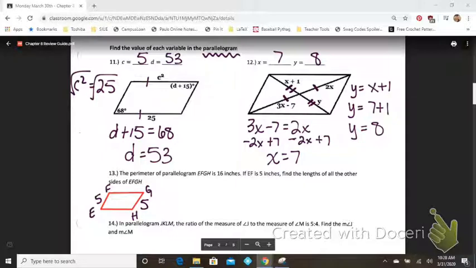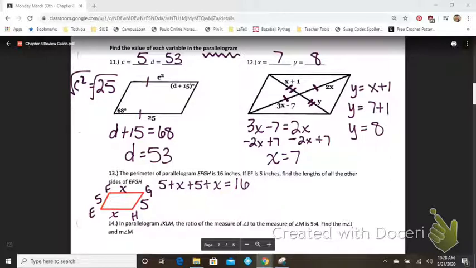We know that FG and EH should have the same length, but we don't know what it is yet. So for right now, I'm going to label them with x's because I know they have to be the same, so I label them with the same variable. Okay, let's get back to that idea of perimeter. Perimeter means you add up all of the sides, and that's how you would find it. So if we add up 5 plus x plus 5 plus x, that should give me my perimeter of 16.